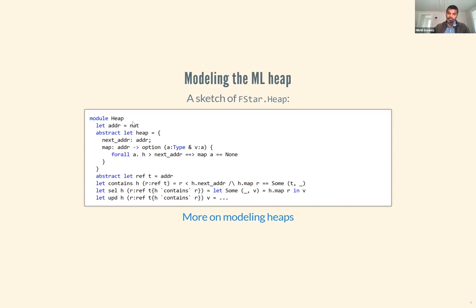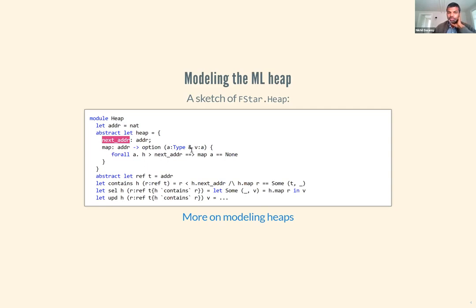I'm going to model a reference as an abstract memory address, and I'm going to take an address to be a nat. And now a heap I can model in the following way. I'm going to have a field called next address that tells me the next free address, the point at which I can do an allocation. And my heap is then going to be a map from addresses to optional pairs of a type and a value at that type.